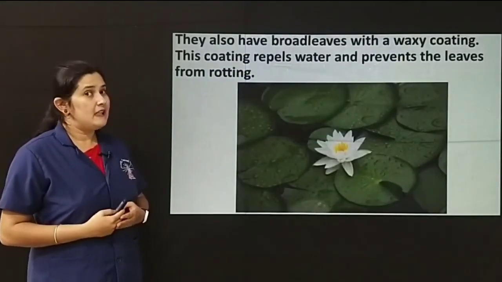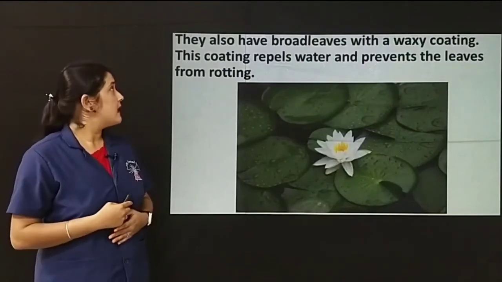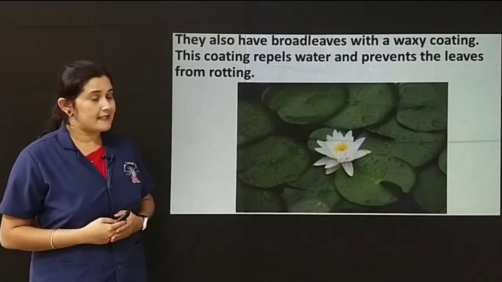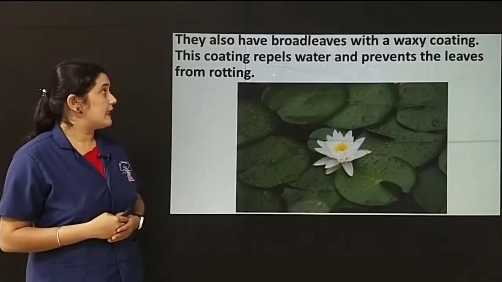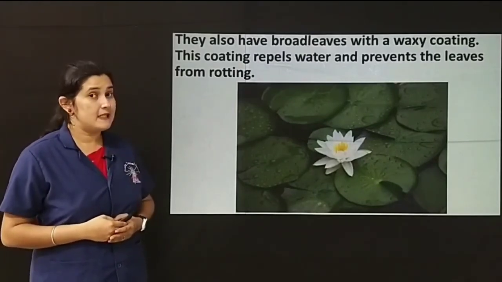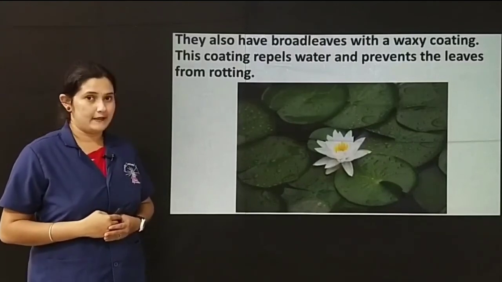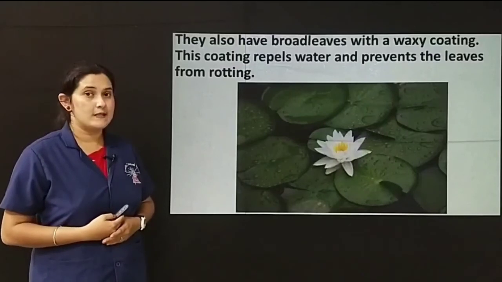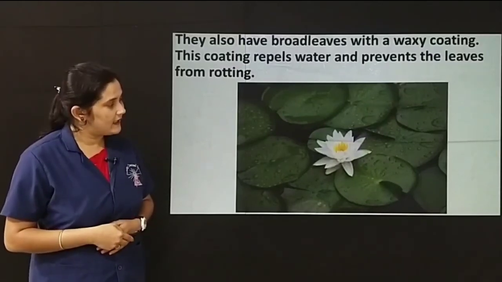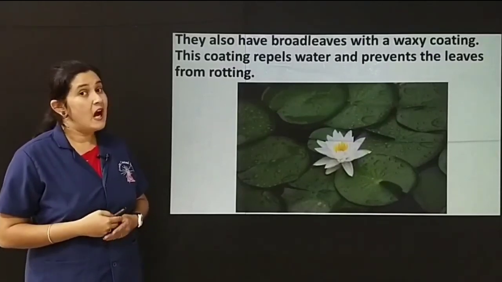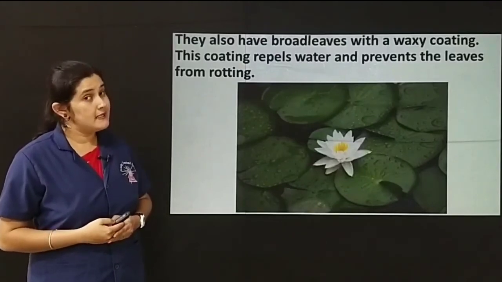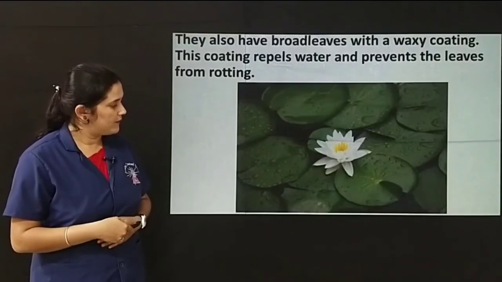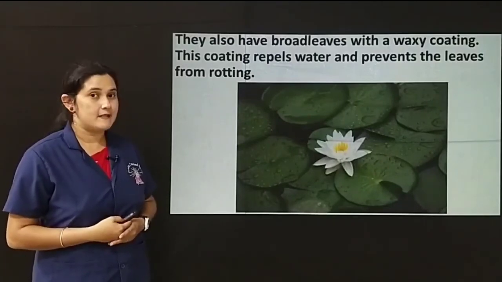How are the leaves of these plants? They also have broad leaves with a waxy coating. This coating repels water and prevents the leaves from rotting. Here you can see the leaves of lotus. You can see that they are floating and how the water is repelled. You can see water drops on the leaves.